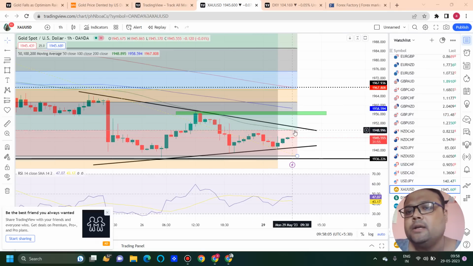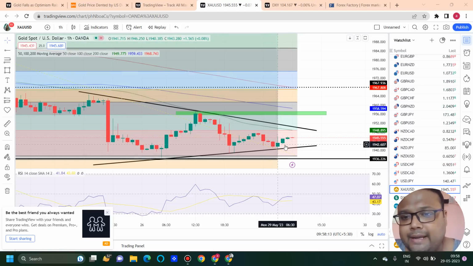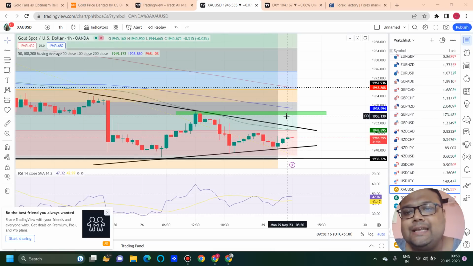So if market shows a breakout, if market breaks the symmetrical triangle pattern, as I said, try to avoid it if the size of the candle remained like this, and try to look for a sell position around the 1955, 56, 57 level. This is a seller's zone here.